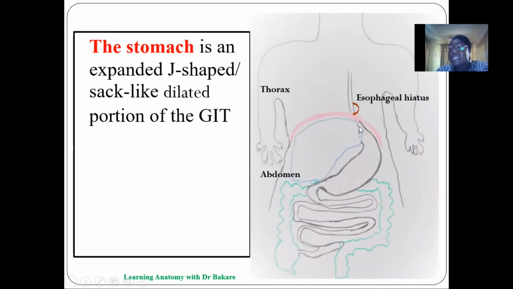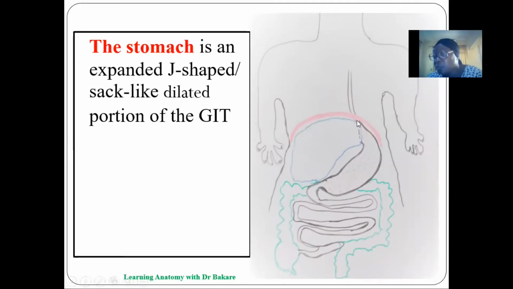And when it enters into the abdominal cavity, it runs a very short course before it finally expands to become the stomach. This is the interesting transformation that occurs between the esophagus and the stomach. So you have the abdominal region of the esophagus before you now have the expanded region of the GI tract that is termed the stomach.